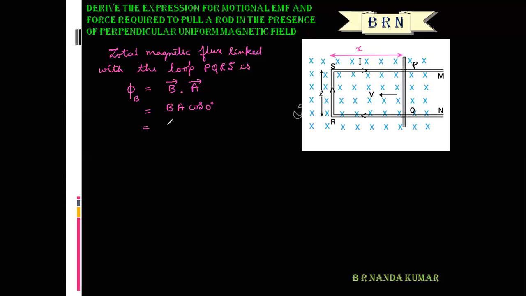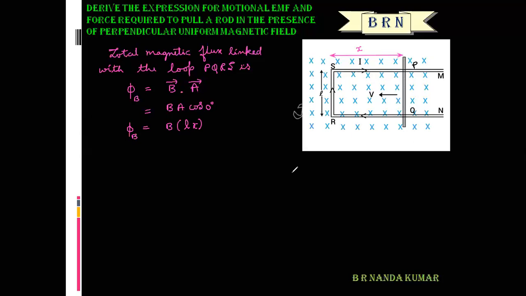So B into A, where A is the area of the loop. Area is length into breadth, that means RS into SP. RS is L, SP is X. So the area is L into X, and cos 0 is 1. So the magnetic flux linked with the loop is B L X.